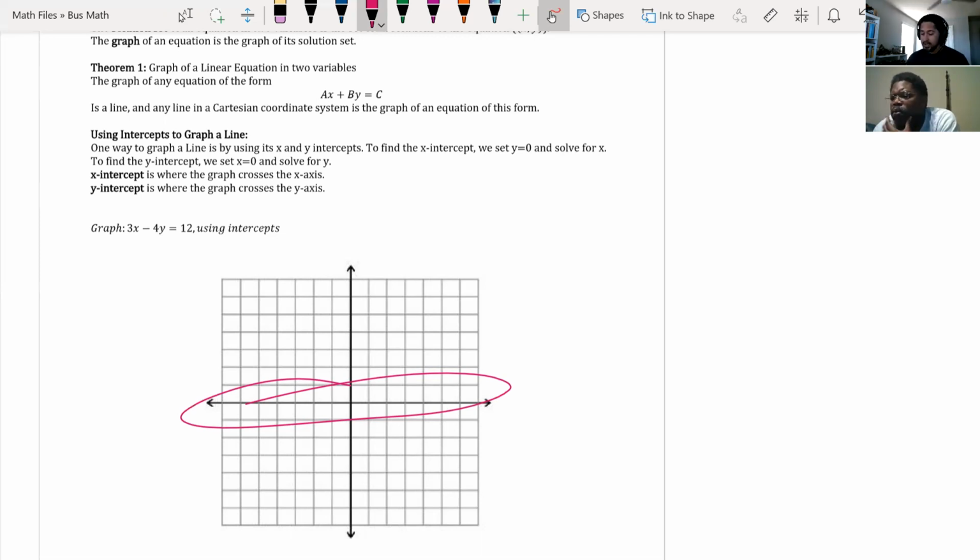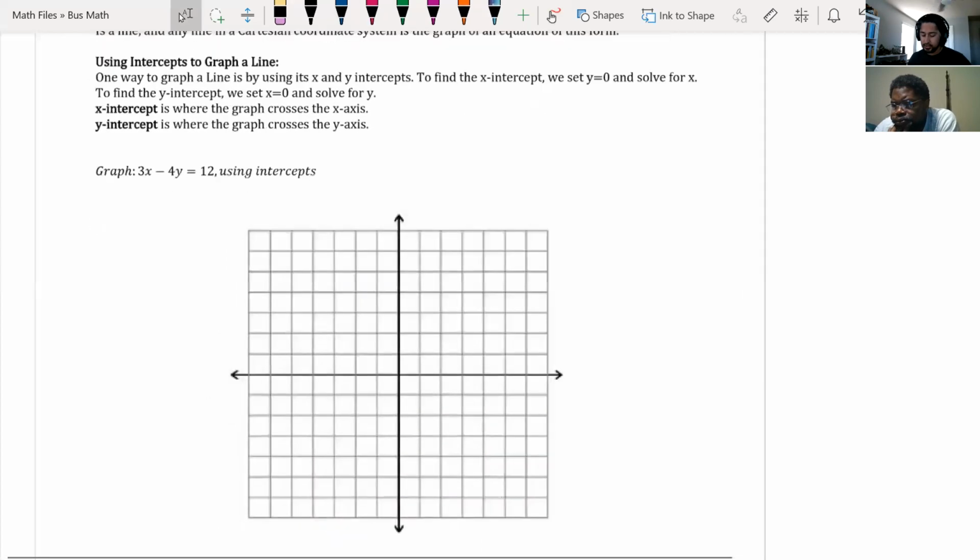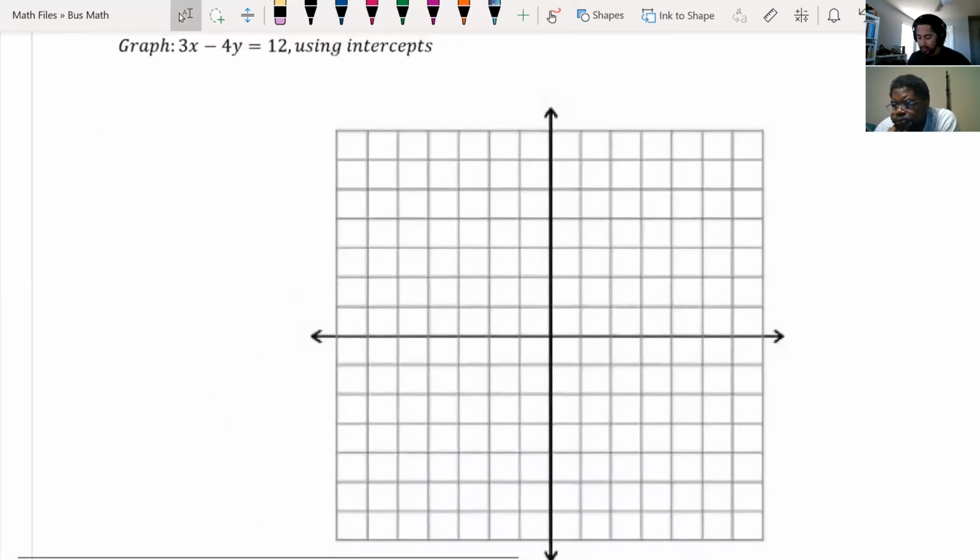To find a y-intercept, well, y-intercepts lie on the y-axis. To find a y-intercept, you let x equal 0, and you solve for y. So let's go ahead and apply that to this graph below. And we're just going to graph it by using x and y-intercepts. So the first exercise is, let's go ahead and find an x-intercept.